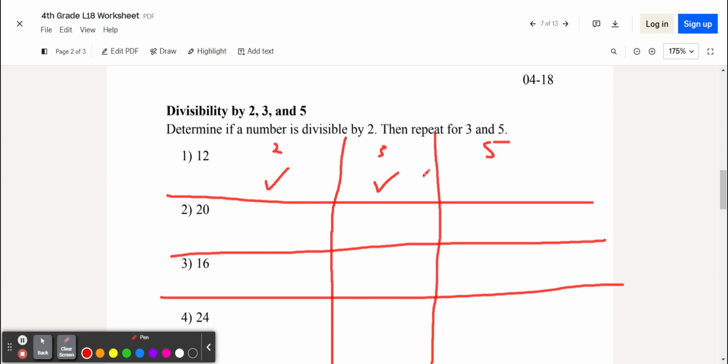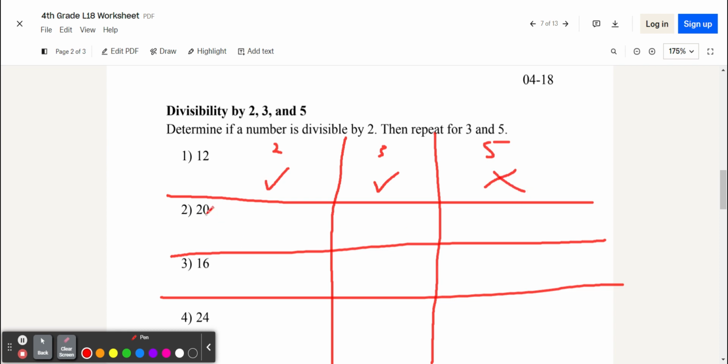And then for 5, the quick way to check is the last number. Is it 0 or 5? If it's 0 or 5, then it's divisible by 5. Otherwise, it's not. In this case, it ends with 2, so it is not divisible by 5.